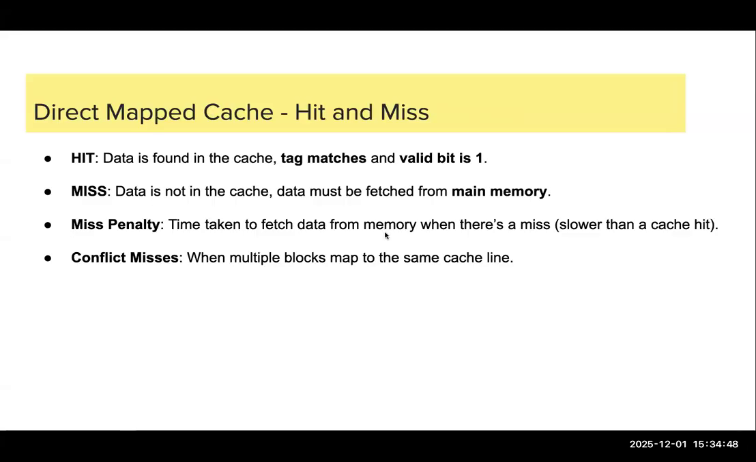And what are hit and miss? Hit: data is found in cache. The tag matches and the valid bit is 1, and that's when you know it's a hit. Both conditions must be true.